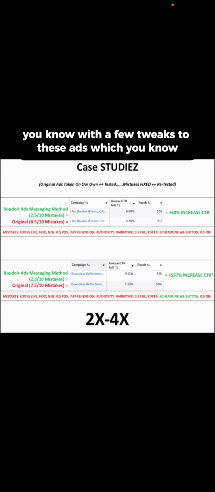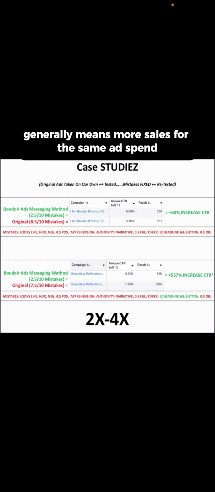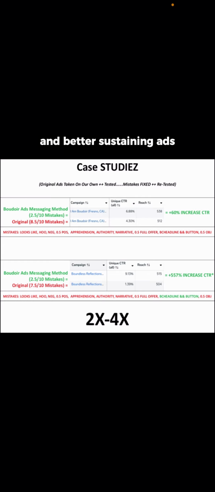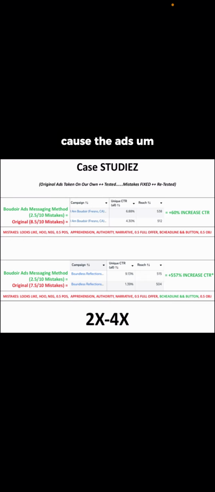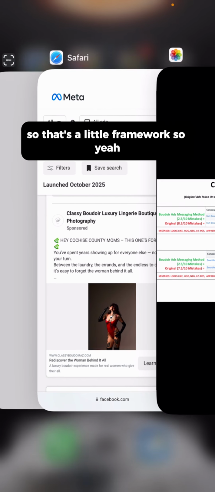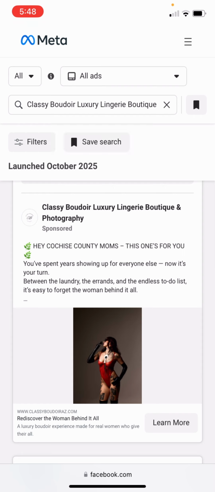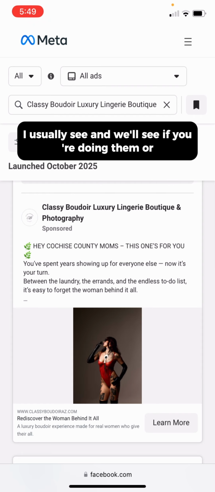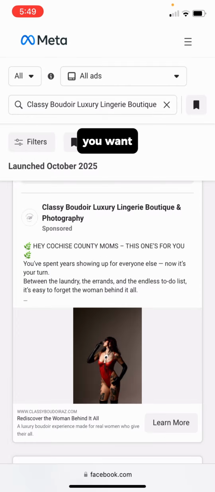So we're getting 2 to 4x more specific women exposed to our offer, with a few tweaks to these ads, which generally means more sales for the same ad spend. And better sustaining ads, you don't have to keep refreshing them because the ads do not die out as fast. All right, so that's the little framework. We're going over 10 mistakes that I usually see, and we'll see if you're doing them or what's going on if you're not getting the ad results you want.